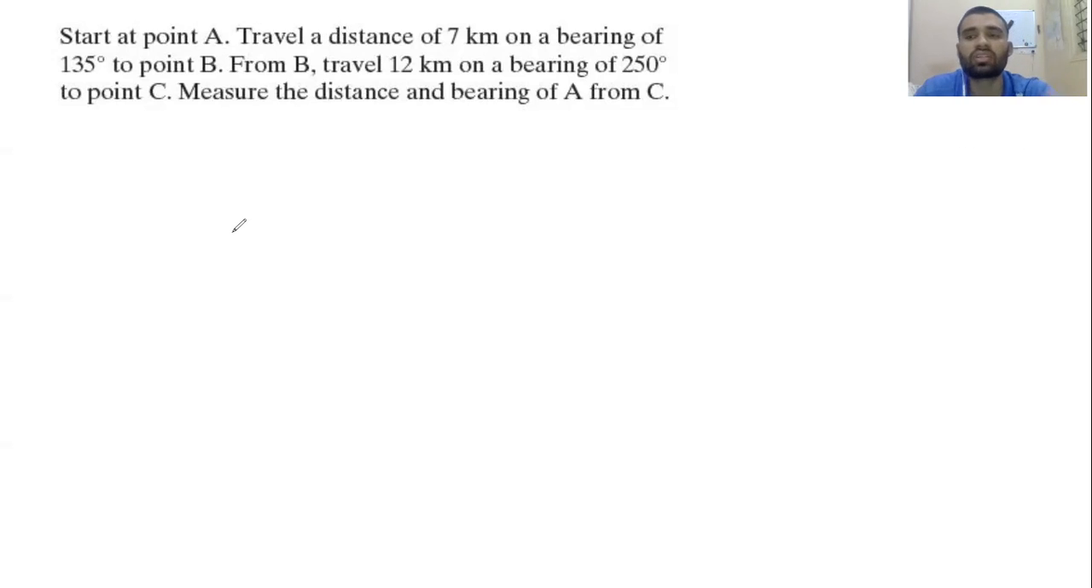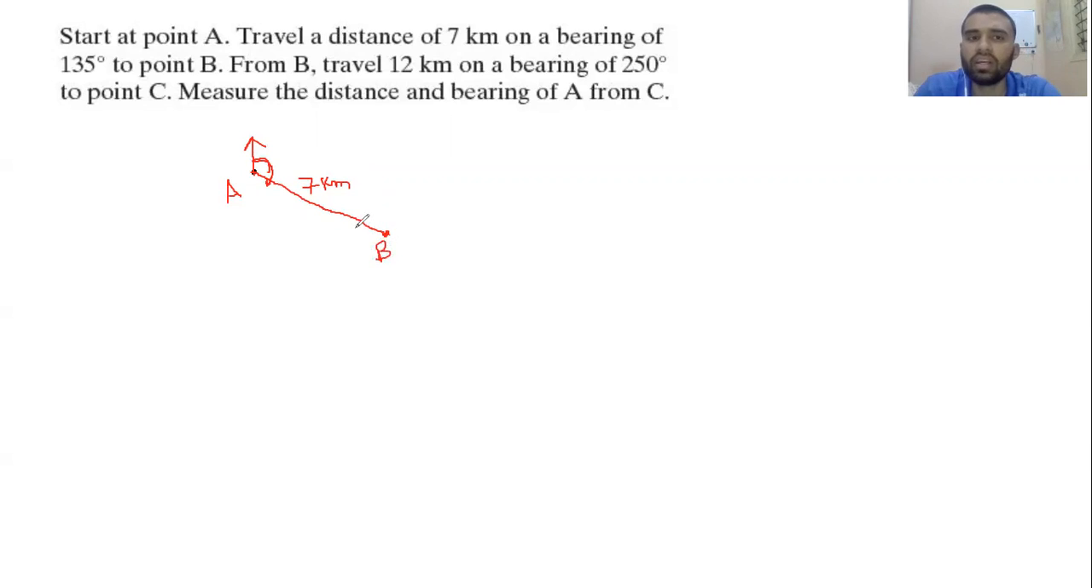So basically, first we need to construct this entire diagram. To start at point A, we first take a point A here. Now travel a distance of 7 kilometers on a bearing of 135 degrees. That means you first construct a north, then go 135 degrees. So I know 90 would be till here, again only in the clockwise direction, and then 135 would be somewhere till here. And you go 7 kilometers, and then you reach a point called B.